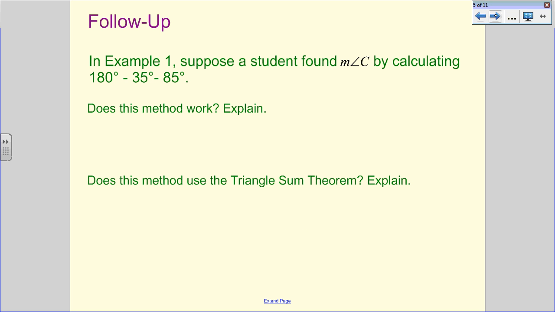In example 1, suppose that a student found the measure of angle C by doing the following calculation: 180 minus 35 minus 85. Does this method work? Explain. I want to see your words. And then, does this method use the triangle sum theorem? Explain. I'm going to want to see your words. I'm going to collect your note-taking guides during the warm-up time and check these explanations real quickly, so you need to have those done.